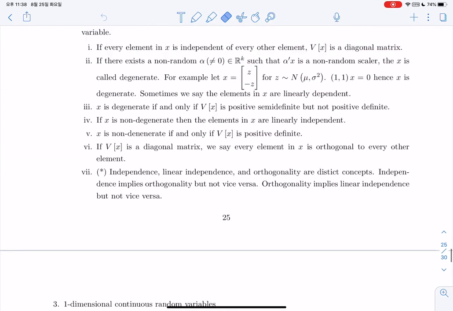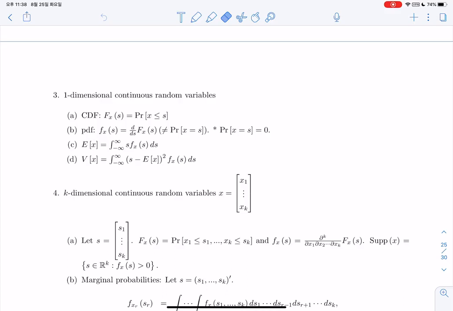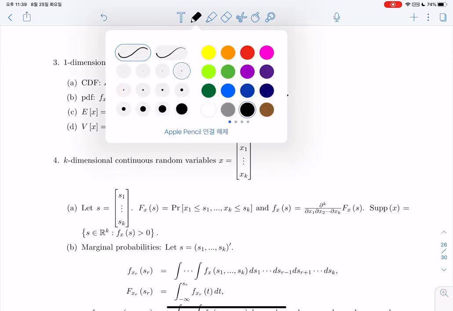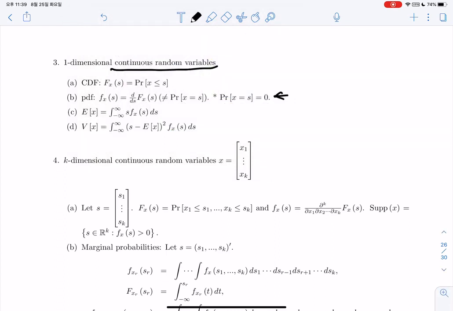Okay, the next topic is continuous random variable. Actually, it's not very different, except that we use the concept of PDF instead of PMF. What is PDF? PDF is the derivative of CDF. In other words, CDF is the integral of PDF.